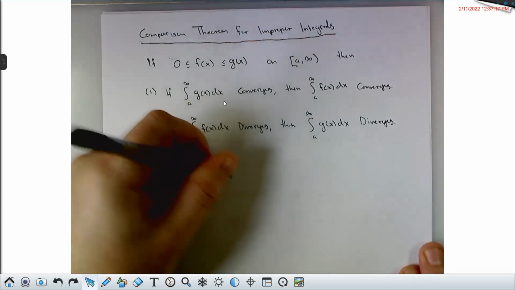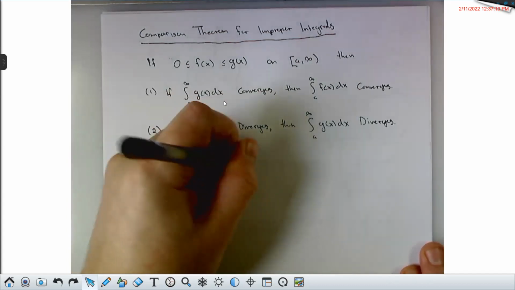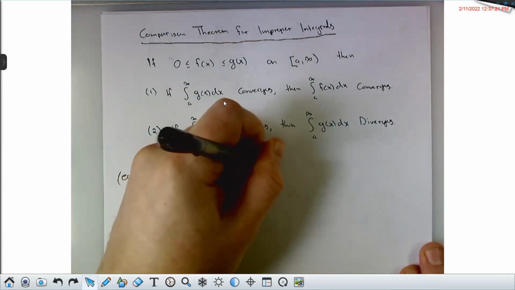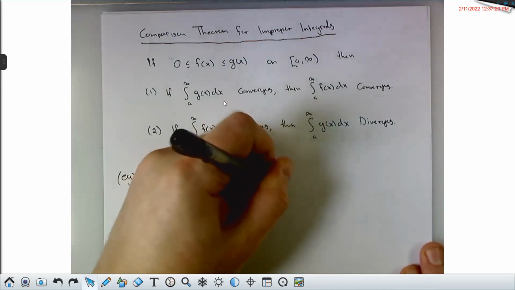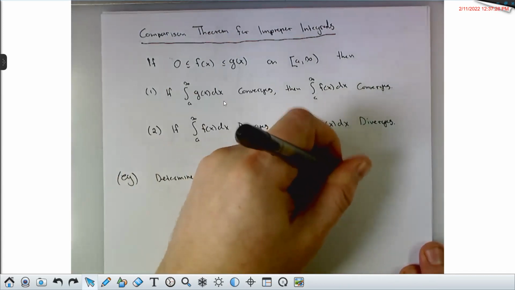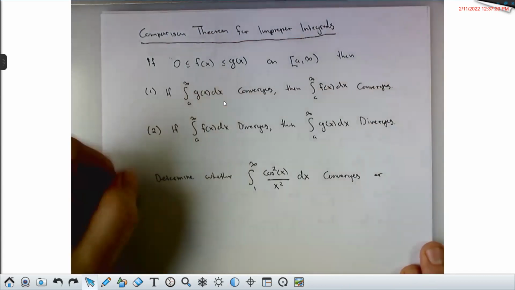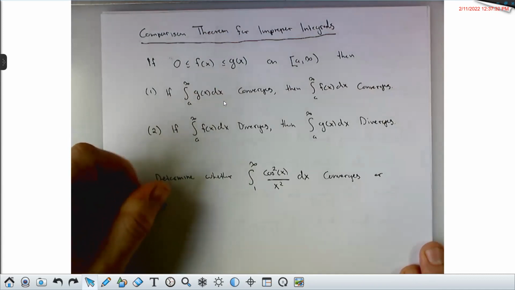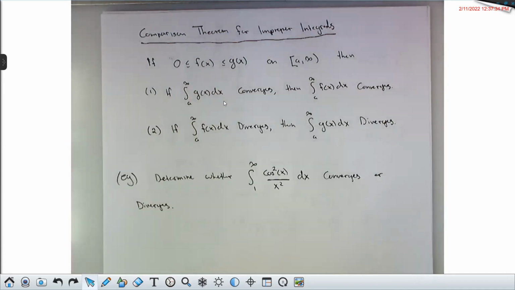Let's determine whether the integral from 1 to infinity of cos squared x over x squared dx converges or diverges. Now I'll tell you what we're not going to do. We're not going to calculate this integral. You will never, no matter how hard you try, find an antiderivative for cos squared x over x squared. It cannot be done.